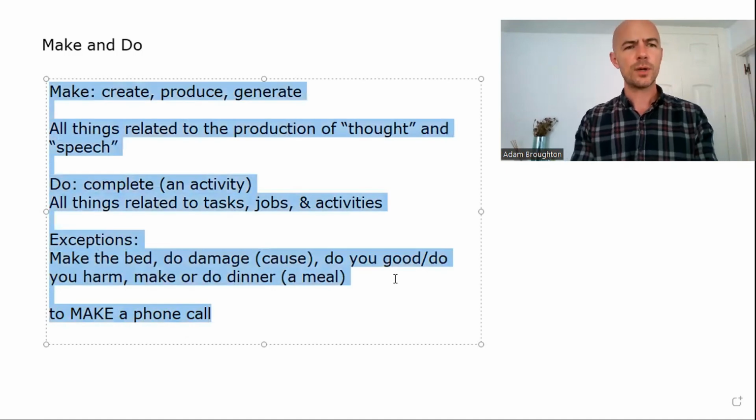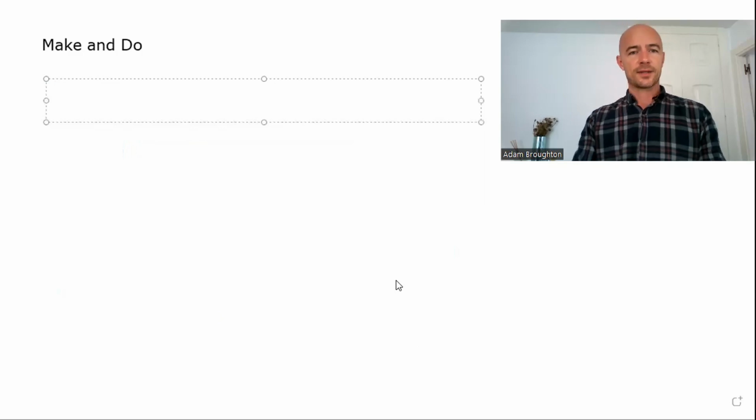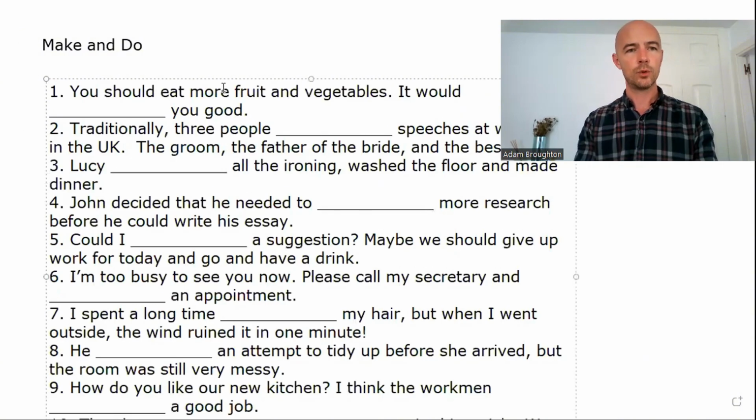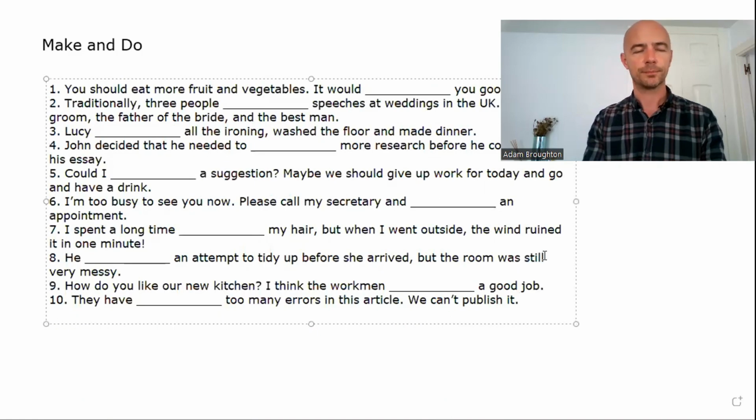Excellent. Okay, so let's do a little bit of a practice exercise. So I'll give you a few sentences, and I want you to consider if you think these sentences would be with do or with make. So let's have a look. Whoop, that's a bit big. Let me change the size of this. Make it a bit smaller. There we go. Perfect. That's much better.